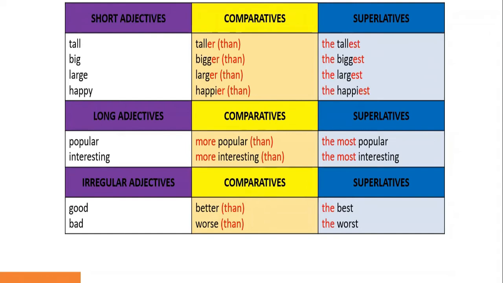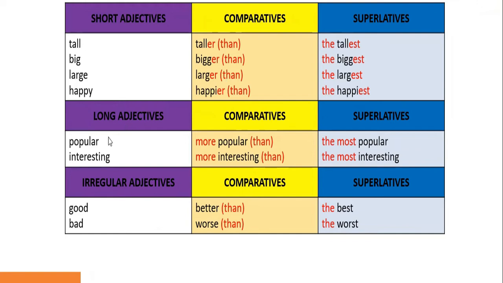And then the largest. This is the largest house in the town. She is the happiest person in the world, okay? So we are comparing now not two things, but one thing with a group of things, yes, in the superlatives. And we don't have to add than. Than is only for the comparatives, yes?